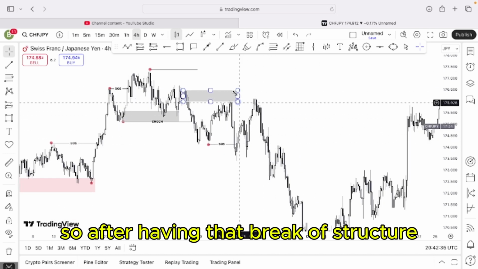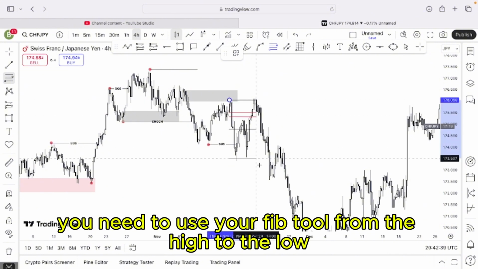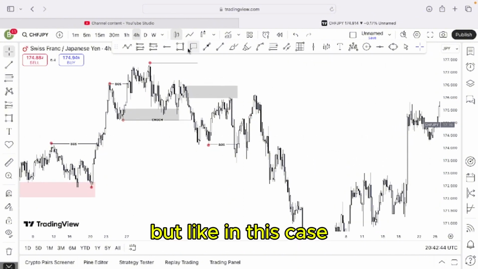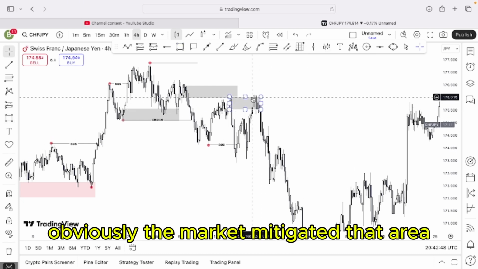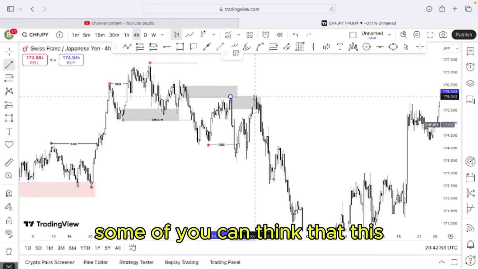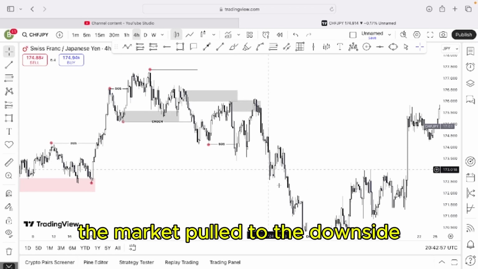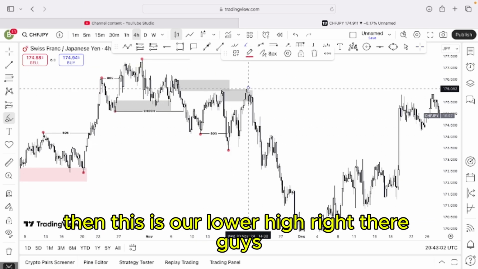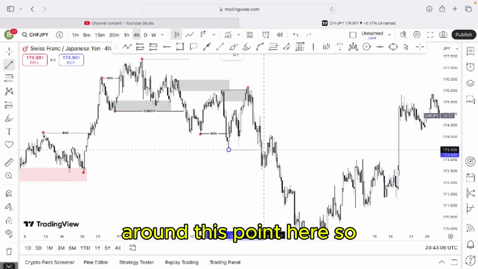So after having that break of structure, what you normally need to do is use your fib tool from the high to the low. Then that is when you can anticipate areas of interest. But in this case, we had this as our area of interest, which the market mitigated, but it pulled up a bit, whereby some of you can think that this is another change of character, but it's not. As you can see, the market pulled to the downside, which created this low here. Then this is our lower high right there, guys. So this is a new break of structure around this point here.